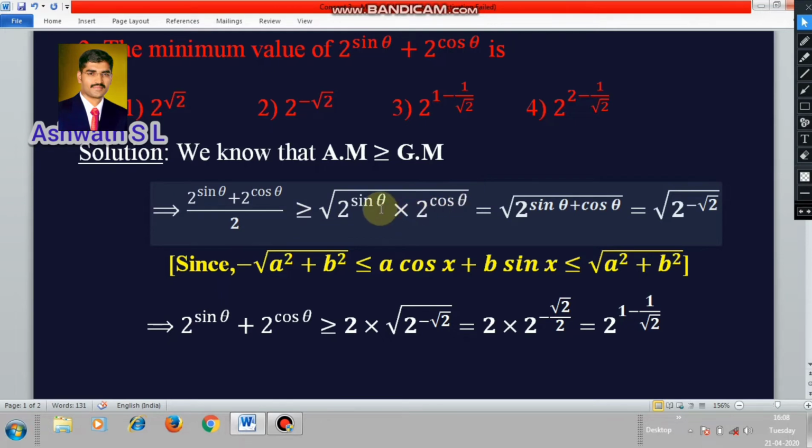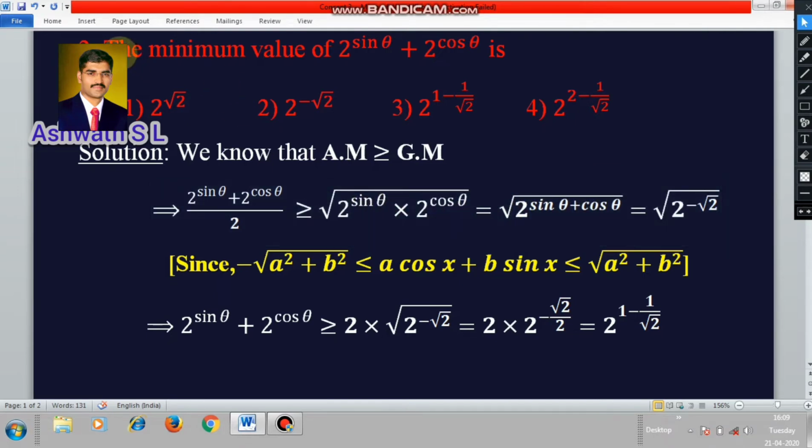theta. As I said, these are the two different terms, so let us use the definition of geometric mean as the square root of a into b. Just simple properties of indices can be used. It is 2 power (sin theta plus cos theta) because, as you know, a power m into a power n is a power (m plus n), so sin theta plus cos theta.